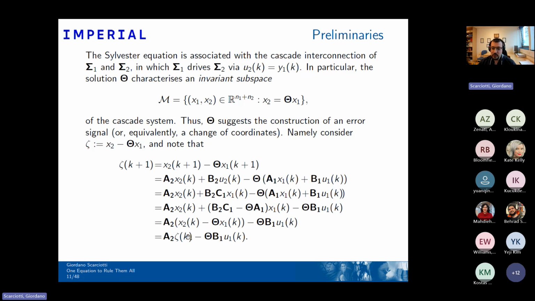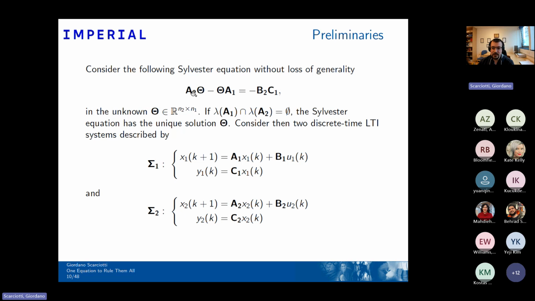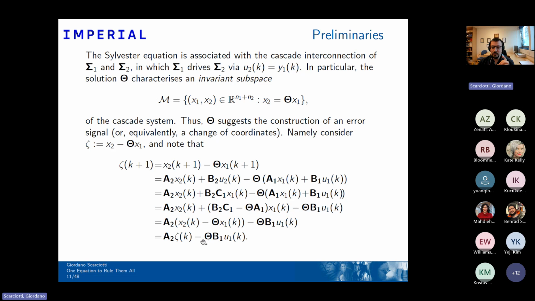We do the computation, and we end up with this last line, which is A2 equal to minus theta B1. And this equation appears in all the problems that I mentioned before. But here is the key difference: before, I mentioned that there is a primal and a dual Sylvester equation. Now we are dealing with these two equations together. So we're not going to make a distinction between primal and dual, because we can change from one case to the other depending on whether there is an input or not over here.